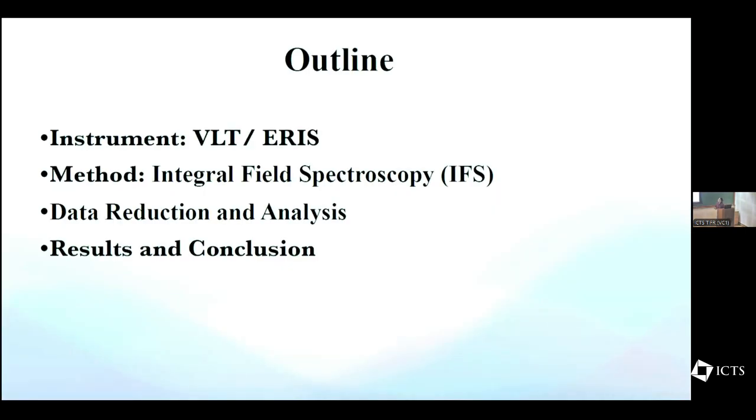So this is the outline of my work. I would like to explain the method and the instrument, and also the data reduction and analysis, and the results and conclusion at the end.